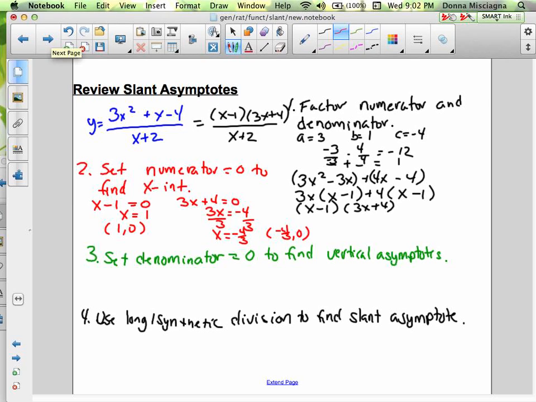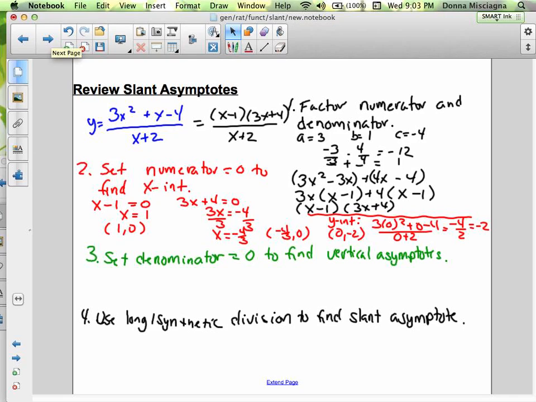I don't have it written here, but we can also find the y-intercept. To find the y-intercept, you just plug in 0 for x. So we would have 3 times 0 squared plus 0 minus 4, divided by 0 plus 2. That's going to be -4 divided by 2, or -2. So the y-intercept is (0, -2). Now that's a nice point. We should use that one.